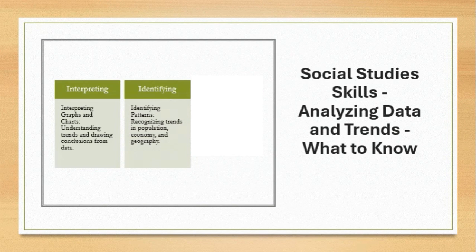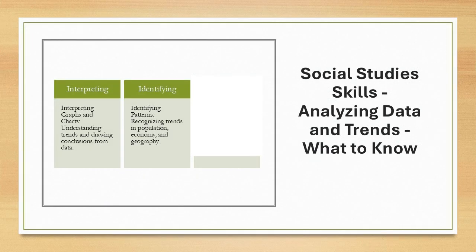Patterns can be seen in population growth, migration, economic change, or the rise and fall of empires. For example, the rise of industrialization in Europe during the 19th century led to urbanization and changes in economic systems. Identifying these patterns allows us to understand how societies change over time.